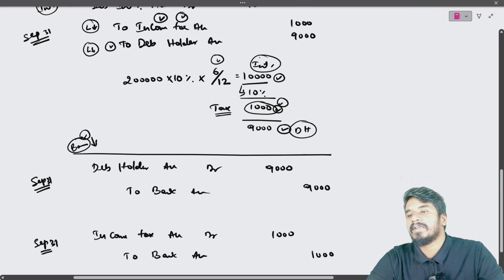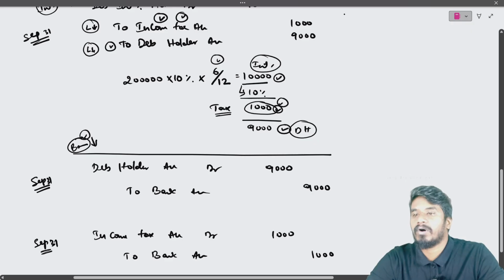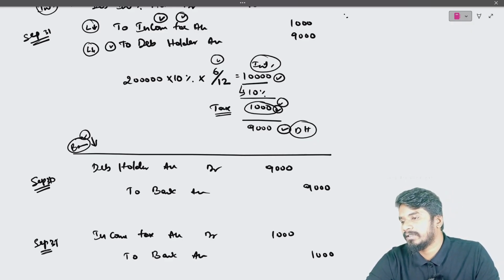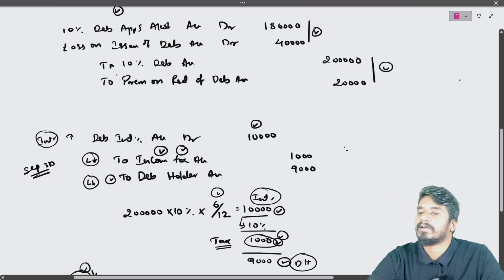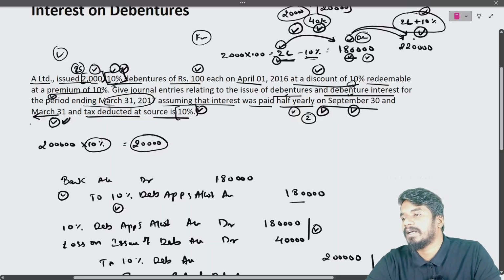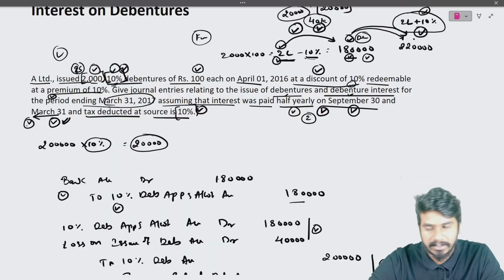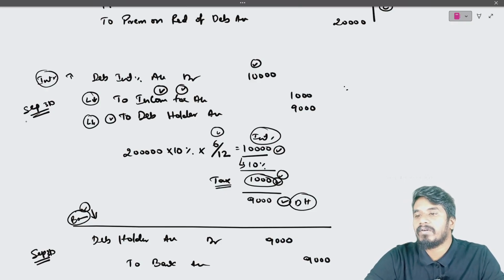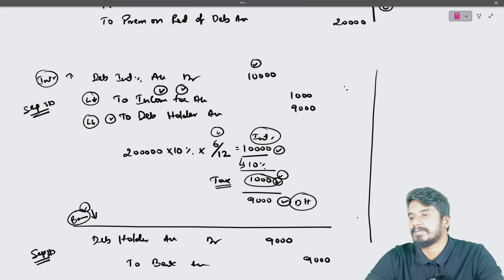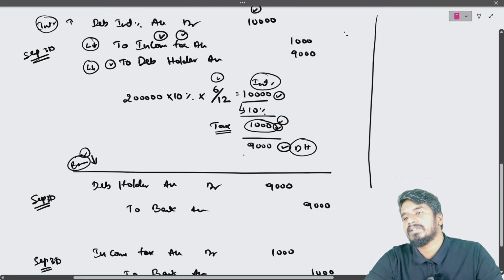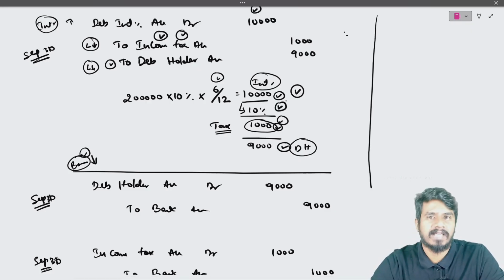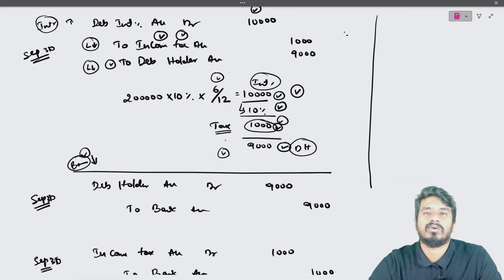Correct. So whatever we did for September, it is not 31st, it is 30th September. Correct. On 30th September, we need to pay half the interest, and again we need to pay the remaining on 31st March. Fine. So for the second half also, the same entries, nothing changes. Same entry, same amount, because we need to pay 10,000 again. So the tax amount will also be the same, and the remaining payment to the debenture holder is also the same.